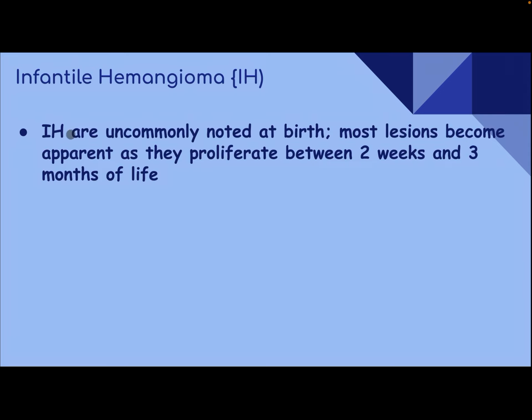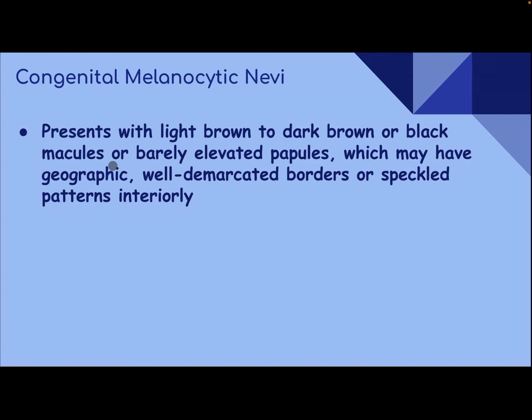Infantile hemangiomas are uncommonly noted at birth. Most lesions become apparent as they proliferate between 2 weeks and 3 months of life. Congenital melanocytic nevi present as light brown to dark brown or black macules or barely elevated papules, which may have a geographic well-demarcated border or speckled pattern interiorly.